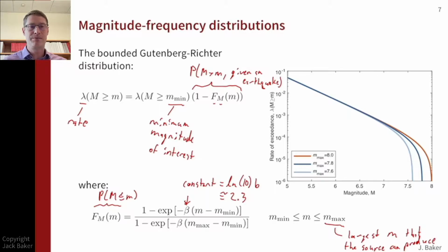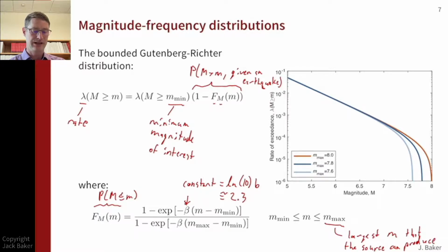Okay, so that's an example of a magnitude frequency distribution. This is not the only one that you have to use. There are so-called characteristic models that put an emphasis on a large characteristic earthquake that maybe occurs frequently on the source relative to what the Gutenberg-Richter model would say. There are mixed models that include characteristic and Gutenberg-Richter distributions, and lots of different ways to do it. So I'm not specifying this to say this is the right way or the only way to do it, but only to illustrate how we characterize one of these magnitude frequency distributions.